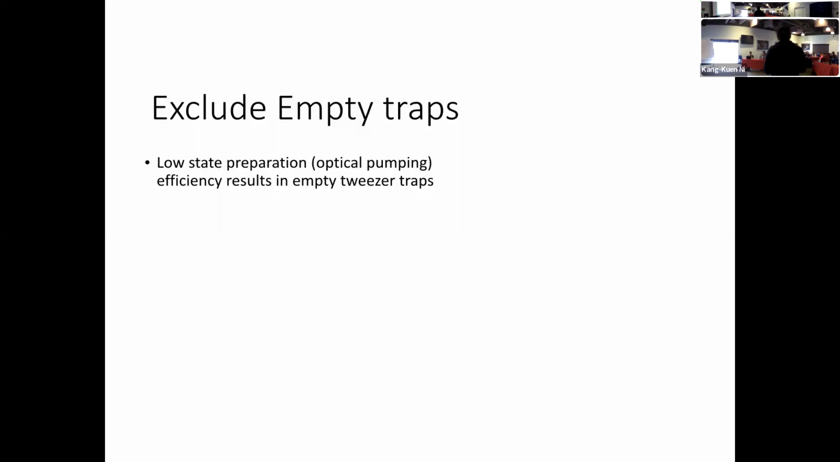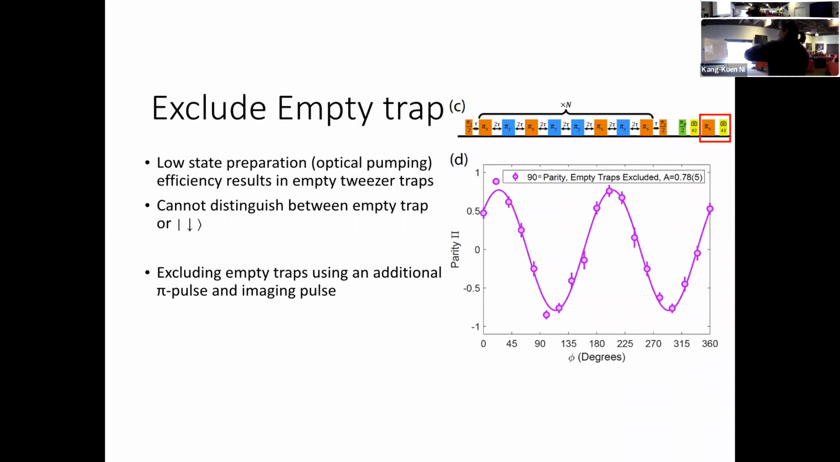If you have some way of knowing that a particular shot is not good, then you can throw it away. So we cannot distinguish between a down track, down spin, or empty track initially. But if we have an additional pi pulse to flip the down to up: first we take an image, up, we collect, we know all the up, and then we do a pi pulse from down to up. If we see up, then we know it was down, and if we don't see anything, we know it was empty. Then we can throw away those empty tracks.